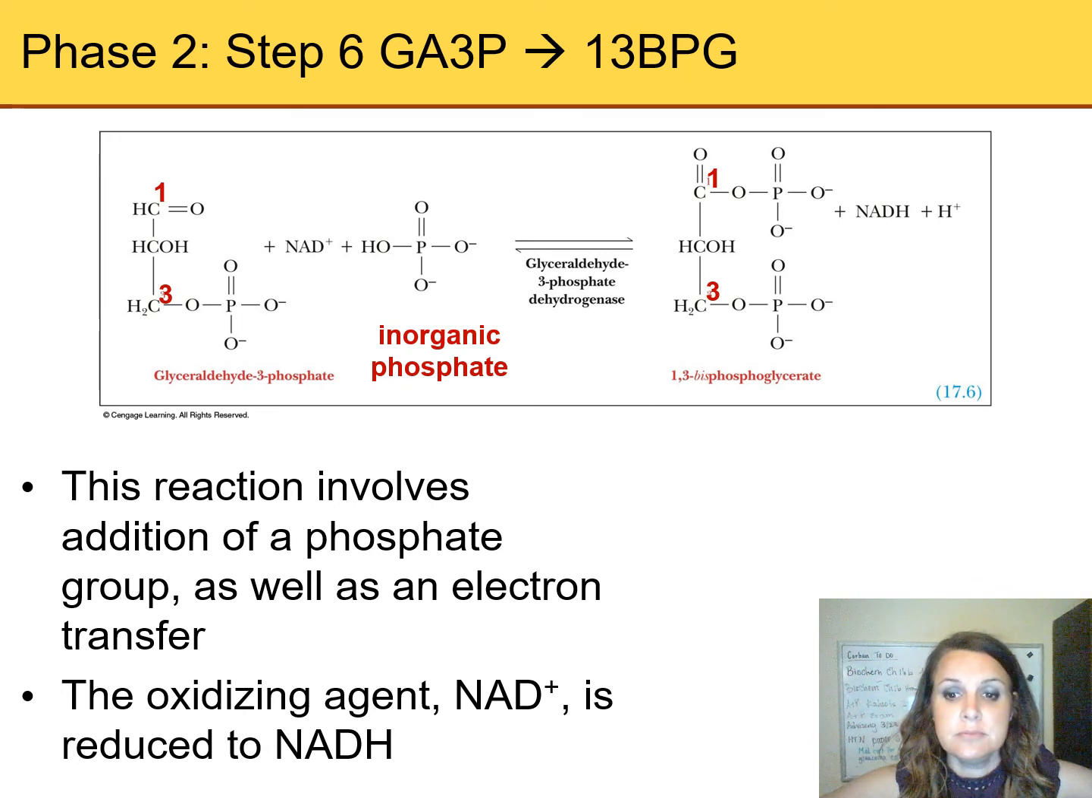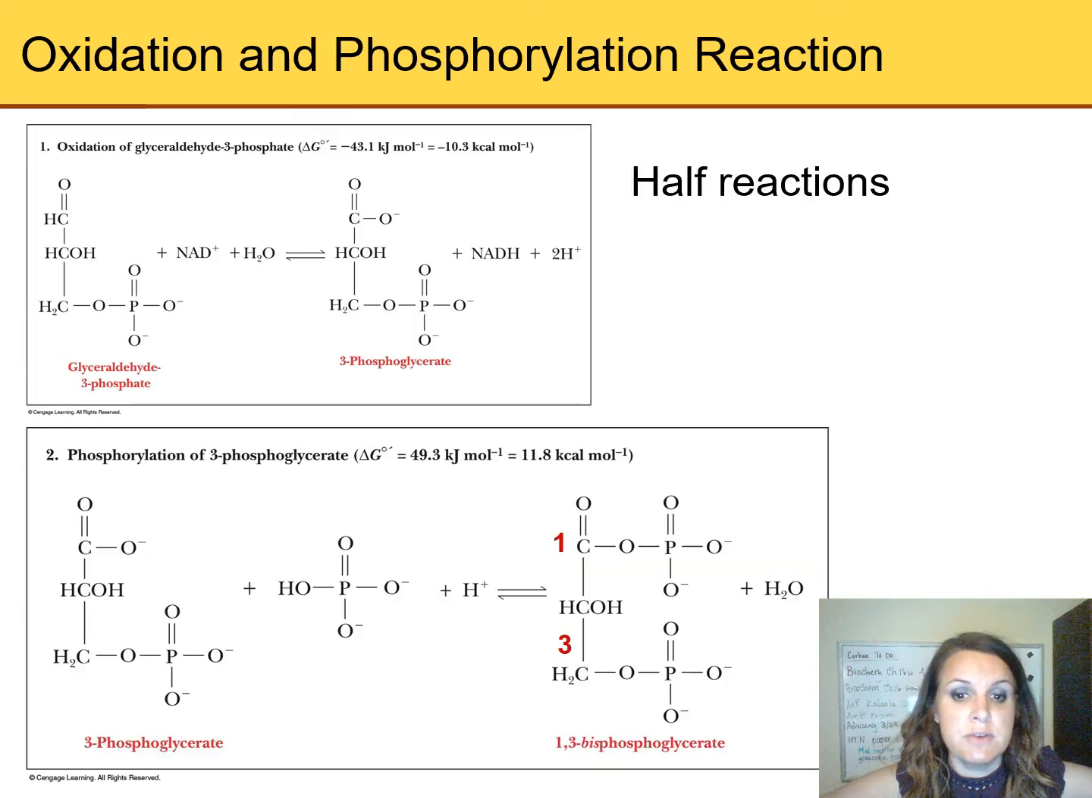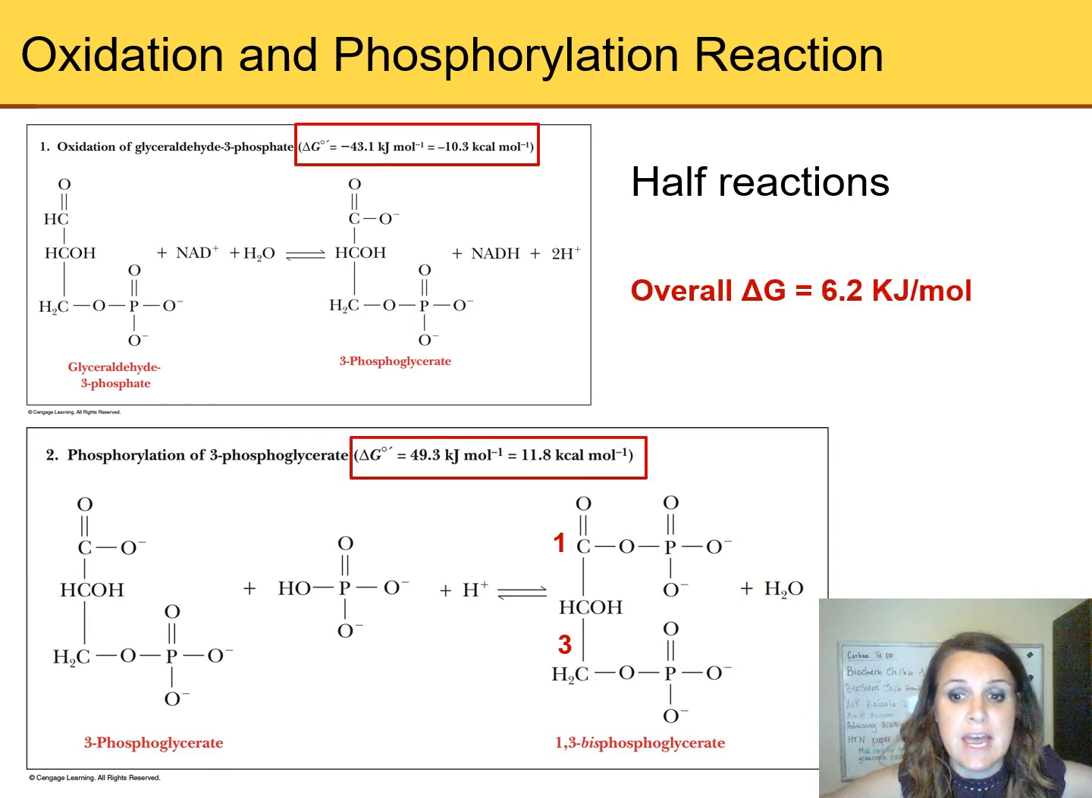The conversion of glyceraldehyde 3-phosphate to 1,3-bisphosphoglycerate can be subdivided into 2 half reactions. First, you have the oxidation of glyceraldehyde 3-phosphate, and this reaction is exergonic, meaning it has a negative delta G. The second reaction is endergonic. It has a positive delta G, so that overall the reaction has a small positive delta G. The second reaction is the phosphorylation of 3-phosphoglycerate to make 1,3-bisphosphoglycerate.